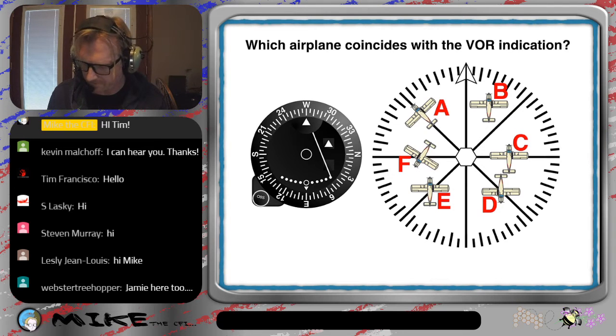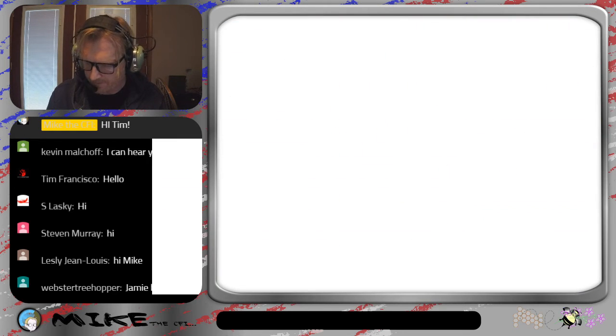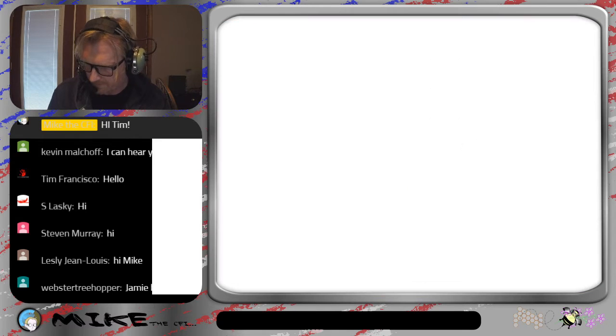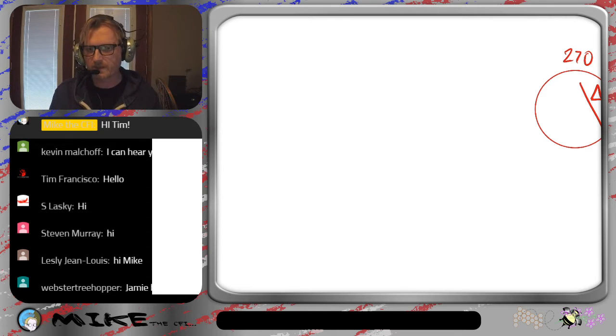So again, to figure out which one of those, I'm not even looking at the options. I'm just going to go right to my scratch paper. Well, try to remember what it was. So 270 to the station with a right needle deviation. So we got 270 to the station with a right needle deviation.